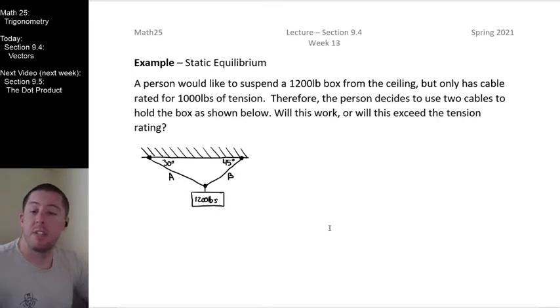And this example is associated with static equilibrium. What static equilibrium means is that we have come to rest in a scenario with no motion. Equilibrium means things aren't changing. Static means that there is no motion.